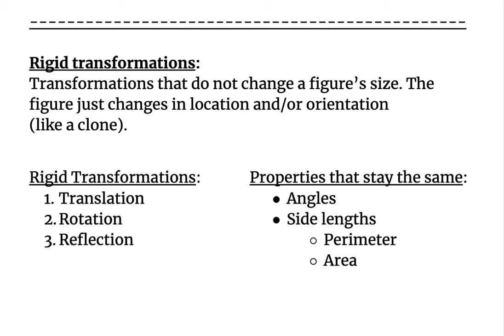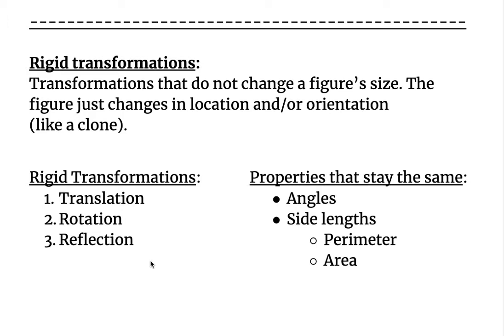Rigid transformations, we've already learned 3 of them. So there's 4 transformations in total: translation, rotation, reflection, and dilation. But only 3 of those are called rigid transformations. Those are translation, rotation, and reflection. The reason why dilation is not included on that list is because dilation actually changes a figure's size. So only the 3, translation, rotation, and reflection, together are referred to as rigid transformations.